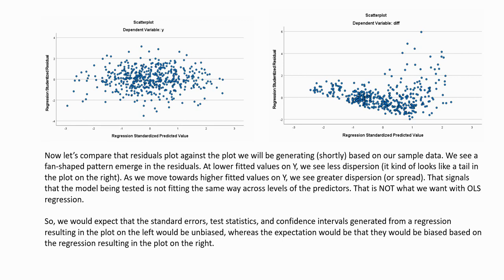There are other patterns that could be evident. There's also a butterfly pattern that could sometimes become manifest. So there are different types of patterns. The main thing to keep in mind is just the non-constant variation across levels of your predictors, and in this case this is across levels of our fitted Y values.